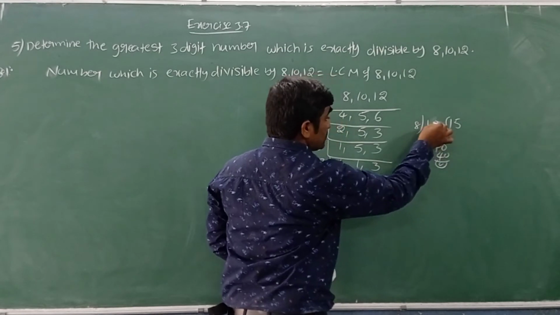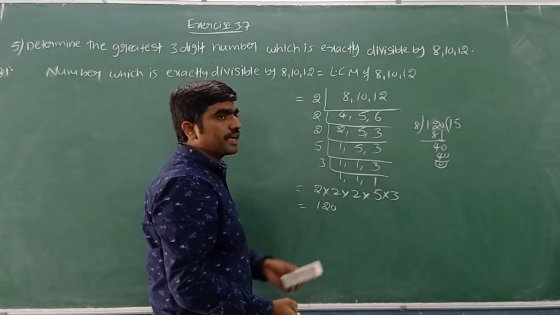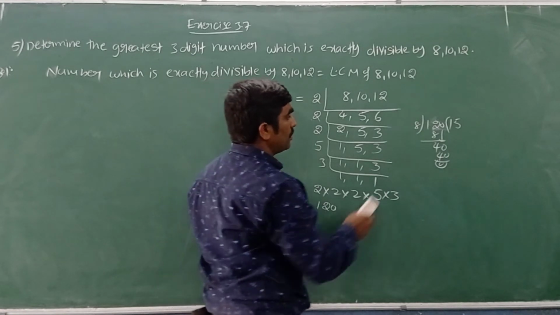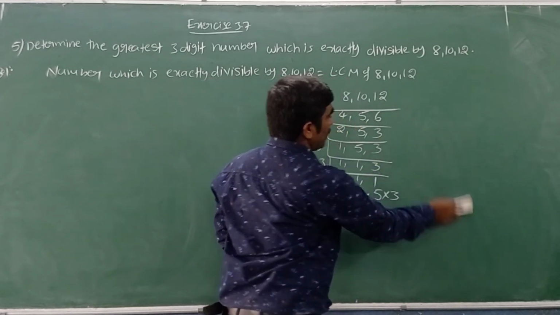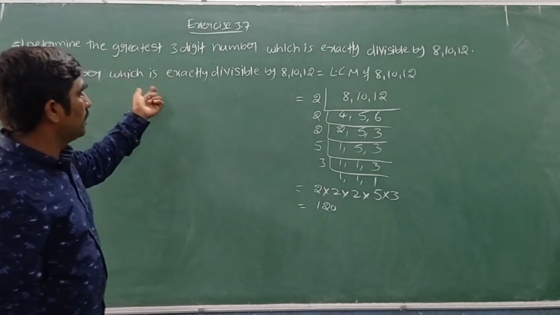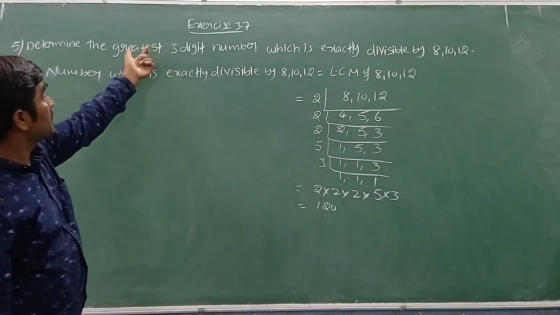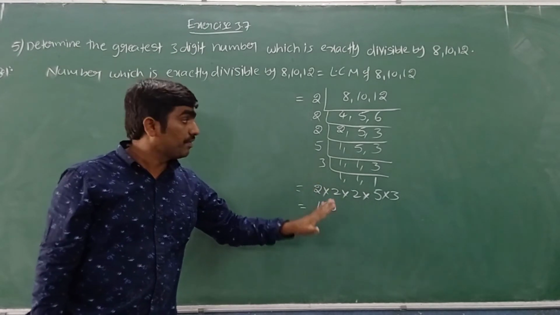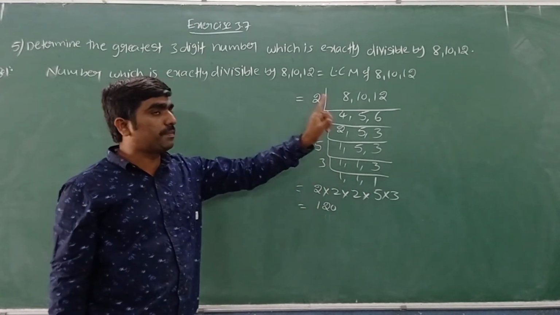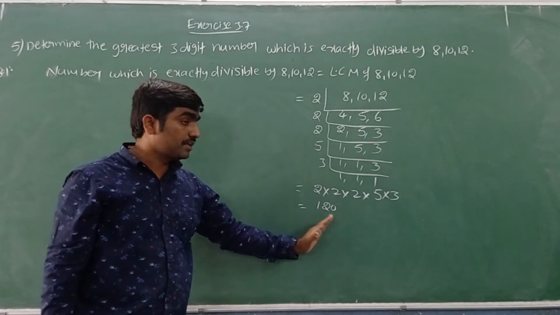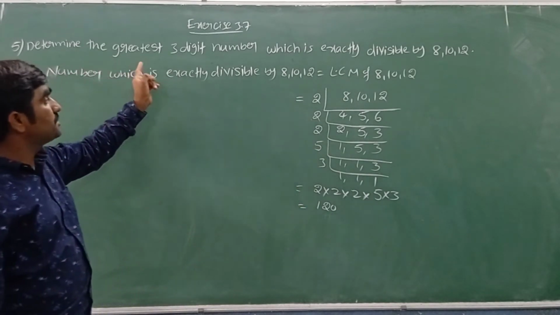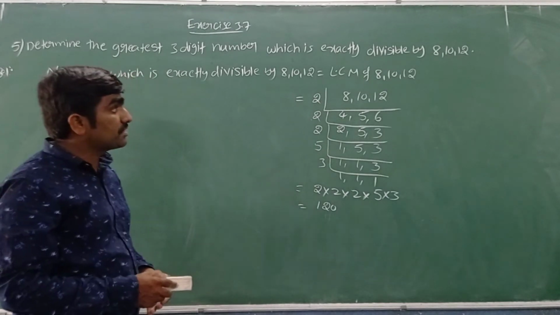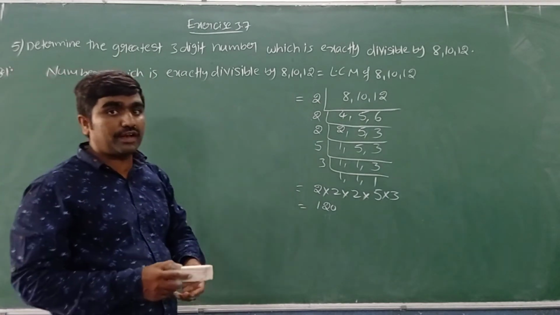Means what? LCM value 120 is exactly divisible by 8. Similarly, 10 table, 12 table. So LCM value is exactly divisible by given three numbers. But they are asking greatest 3-digit number. Yes, 120 is a 3-digit number which is exactly divisible by given three numbers. But I think 120 is not the greatest 3-digit number which goes in 8, 10, 12. How can I find that greatest 3-digit number which goes in 8, 10, 12?